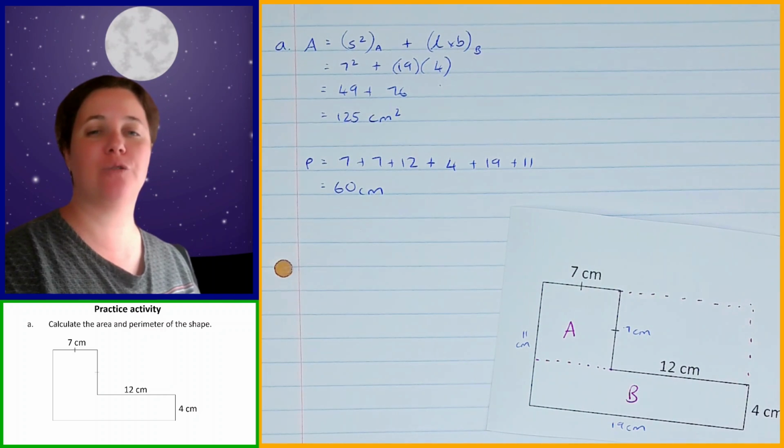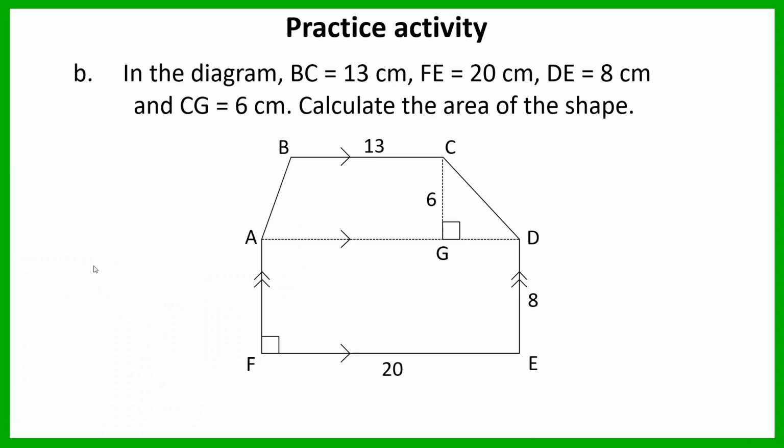Now we're going to go on to question B. In question B, you've been given a diagram where they tell you that BC is 13 centimeters, FE is 20 centimeters, DE is 8 centimeters, and CG is 6 centimeters. And you need to calculate only the area of the shape. I'm going to give you 5 minutes for this question.